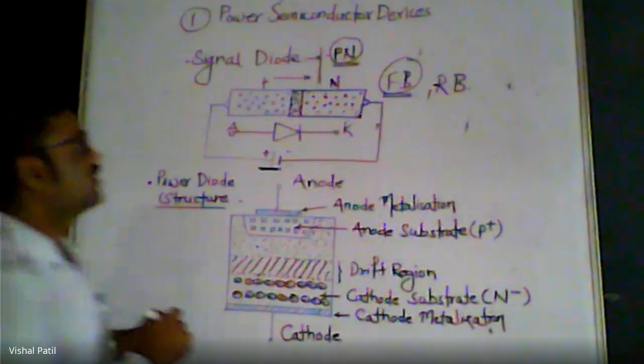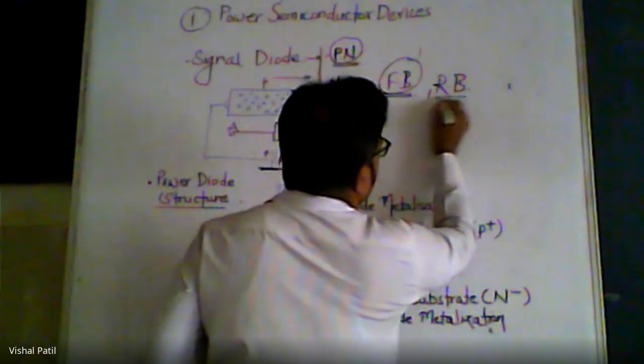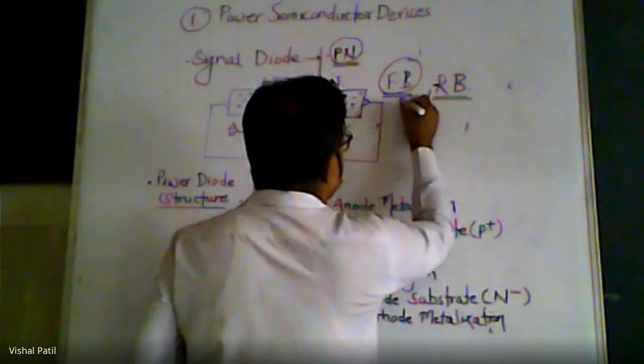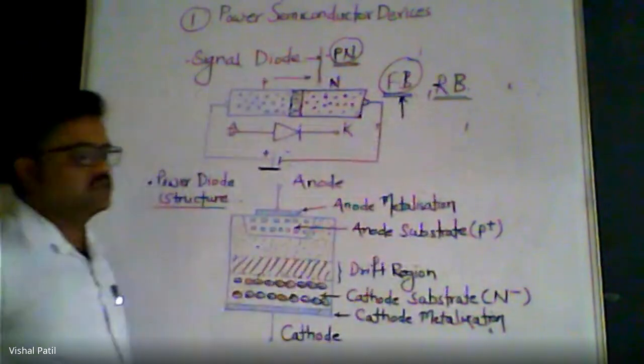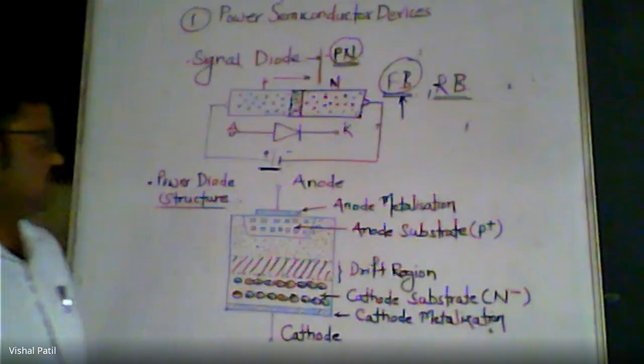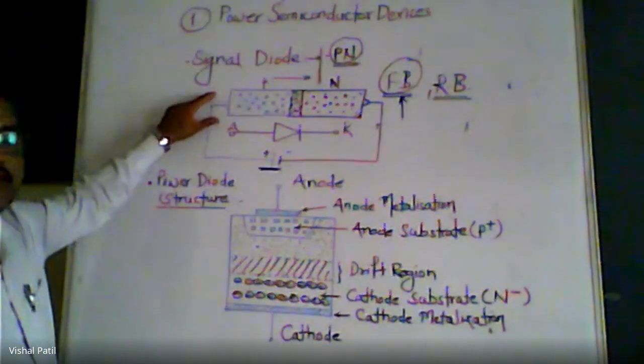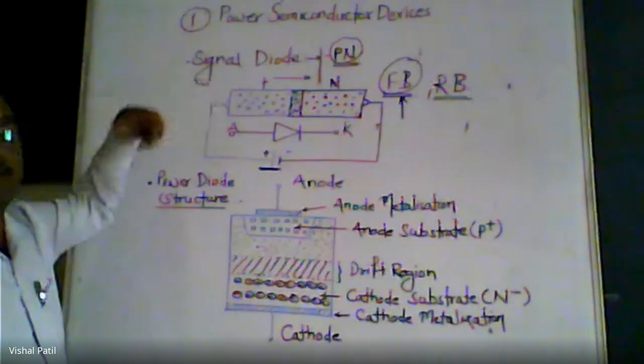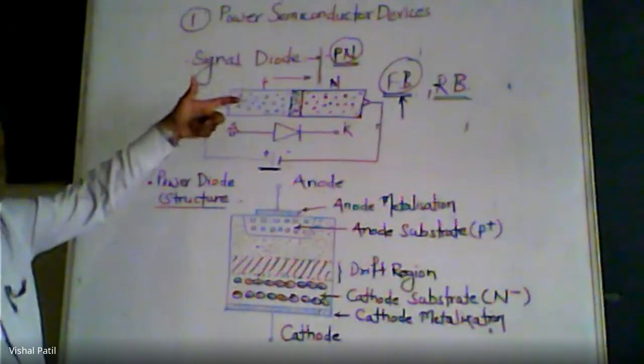Okay, so this is what the reverse bias is. But which biasing is normally expected? We are expecting the forward bias. Any diode should be in a forward bias for its normal operation. Okay, so this happens with any diode, let it be a signal diode or the power diode.